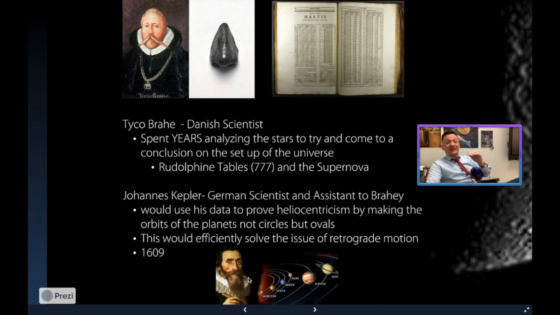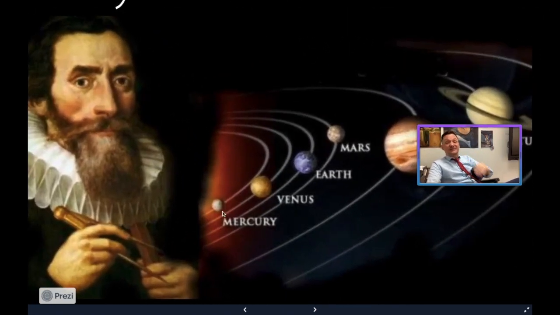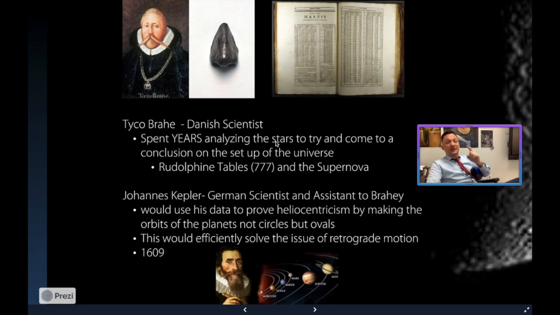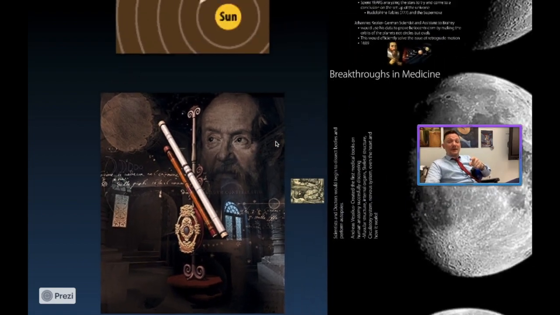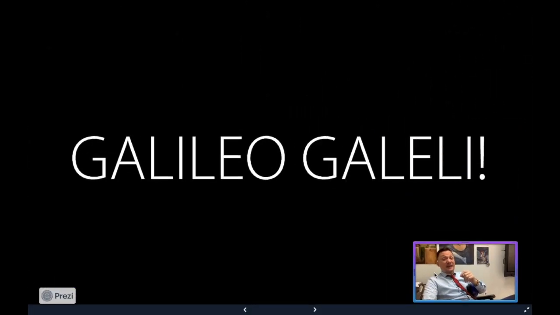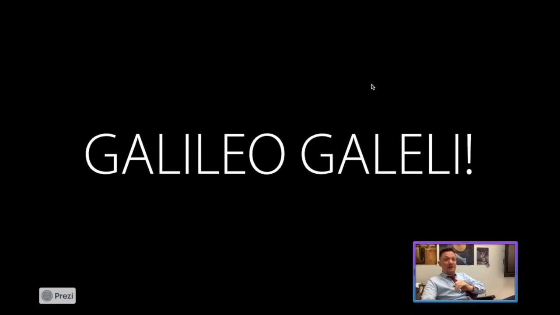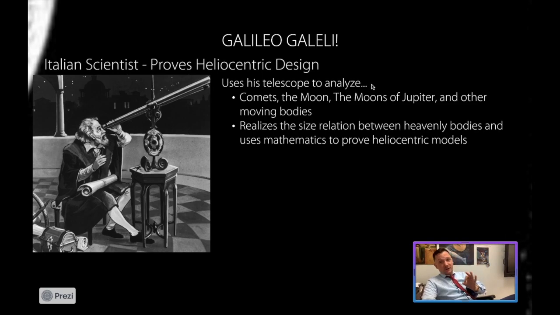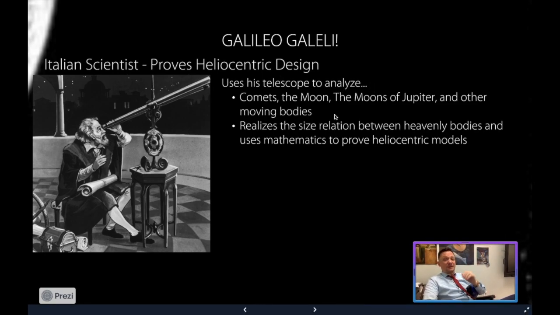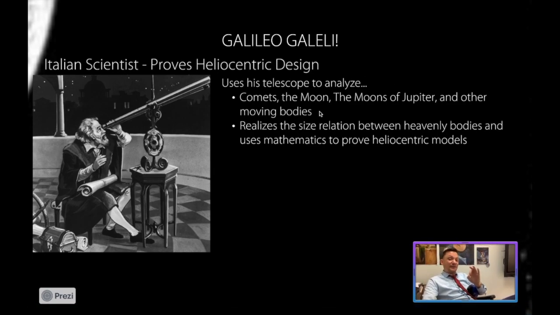But the thing about it is, even after Kepler comes along and says that the orbits are actually ovals, people still didn't believe until this guy came along. And that man's got a name, very, very famous, and that guy's name is Galileo Galilei, right? Galileo Galilei is going to be the Italian scientist that proves heliocentric design because he uses his telescope to analyze comets, the moons of Jupiter, and other major moving bodies. And he realizes a very all-important thing, that there's a size relation between heavenly bodies and the mathematics that will help prove heliocentric models. But we'll talk more about Galileo in class tomorrow.